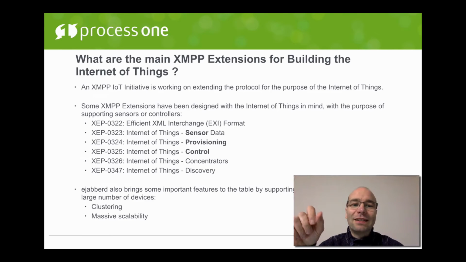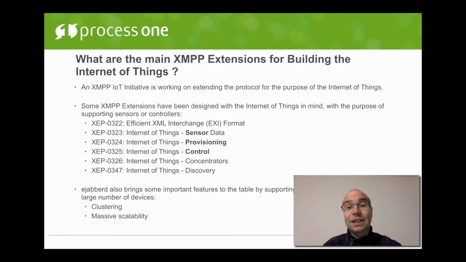You have XEP defined for discovery of XMPP servers when you bring a thing to a specific network. So you have XEP for concentrators, defining a way to have things that act as a hub that is smarter than the things it will manage. The concentrators will gather data from things that are using a lower level protocol like Zigbee, for example.